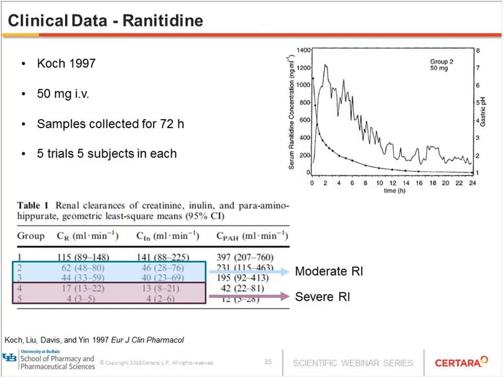I do want to point out that for this publication, they had separated their populations into 5 groups for renal impairment as opposed to 3 that I've been using, which is healthy, moderate, and severe. And so I combined groups 2 and 3 to be the moderate RI population and groups 4 and 5 to be the severe RI population for purposes of comparison. And that was done based on their estimated renal function.